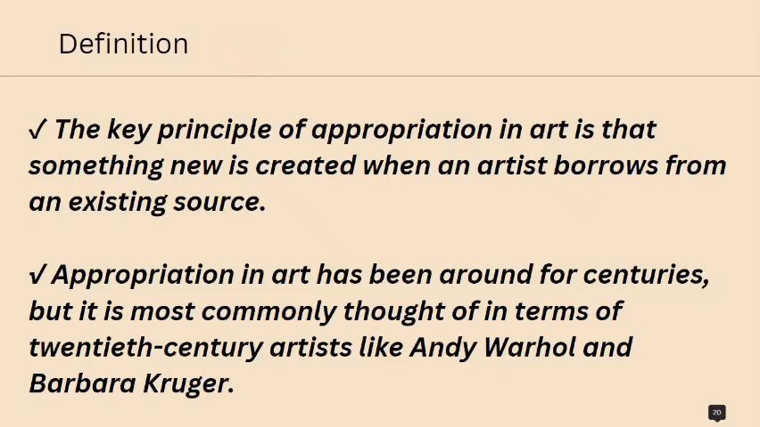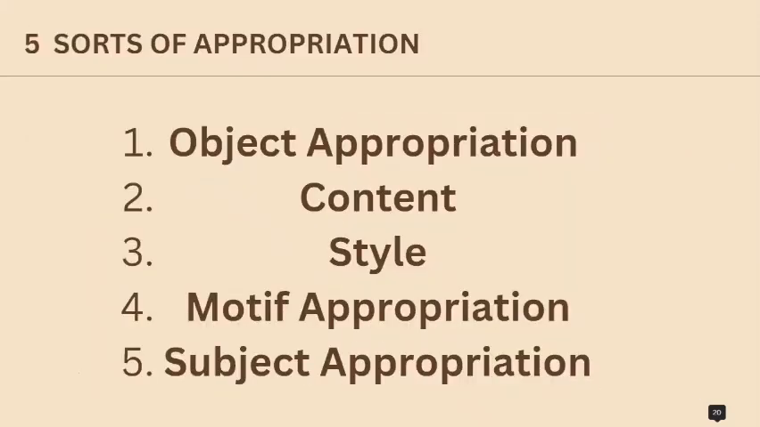So the key principle of appropriation in art is that something new is created when an artist borrows from an existing source. Appropriation in art has been around for centuries, but it is most commonly thought of in terms of 20th century artists like Andy Warhol and Barbara Kruger. So Young, 2008, posits five sorts of appropriation.